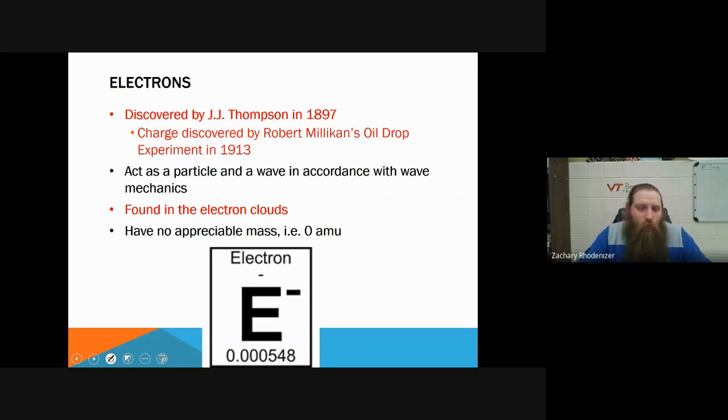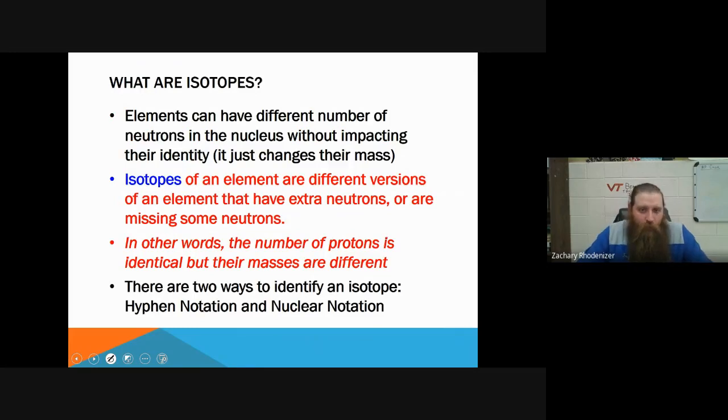So for the conversation we're about to have, you can pretty much forget about electrons when it comes to isotopes, because isotopes talk about mass. Now, what is an isotope? Okay, this is the definition right here that you want to have down pat.